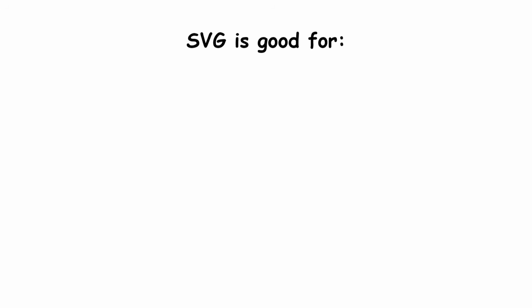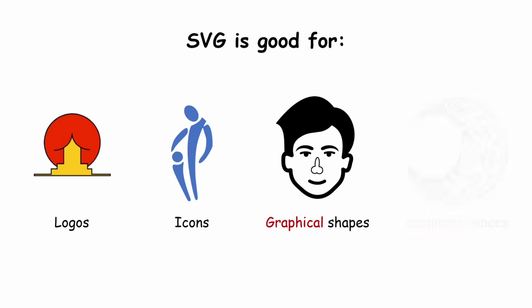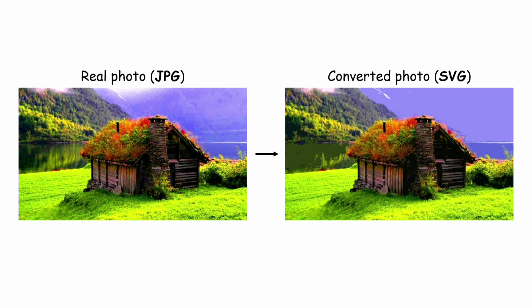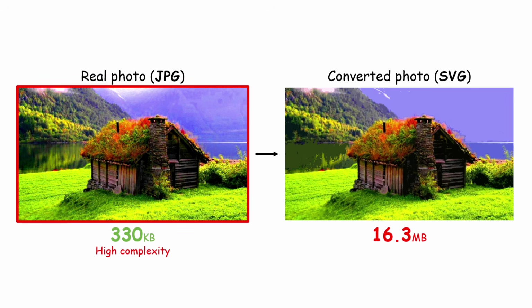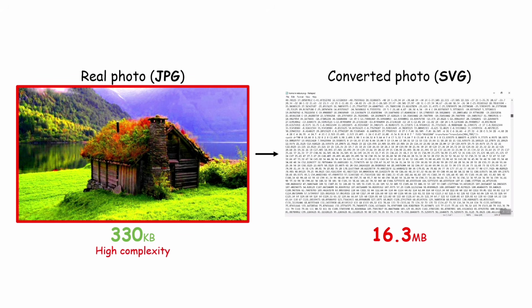Of course, I should also say that SVG is only suitable and practical for logos, icons, and simple graphical shapes and images in general. But if you want to convert a real photo taken with a camera to an SVG, the final file size might increase terrifyingly, because due to the high complexity of these photos, a line of XML code will probably be written for every single one of their pixels.